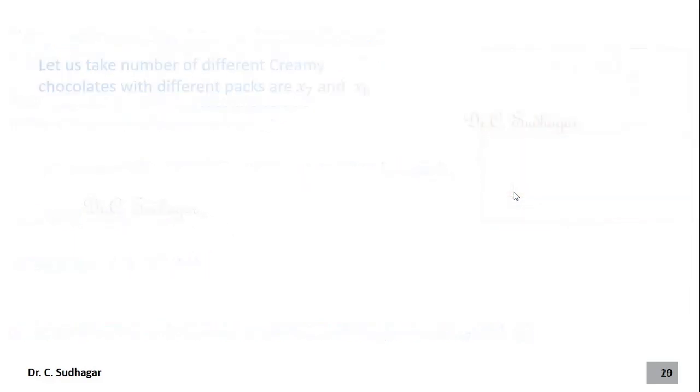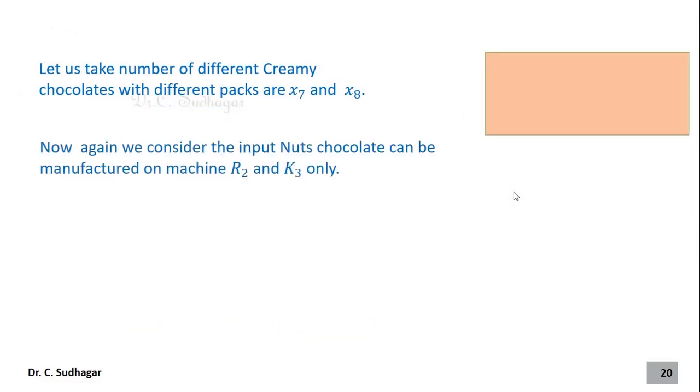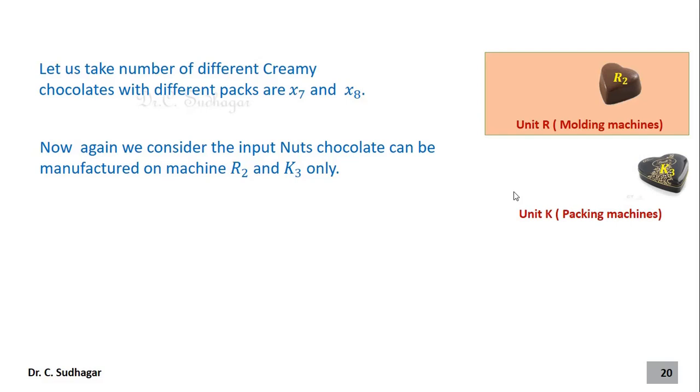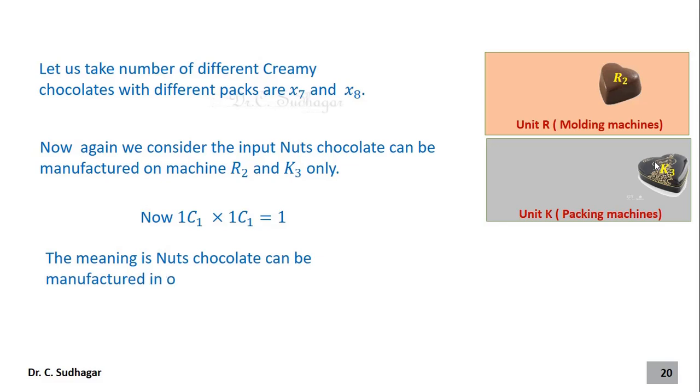Now let us go to the nuts chocolates. The nuts chocolates can be manufactured on machine R2 and K3. Only one machine we can use for R, only one machine we can use for K. So this is the only possible thing for nuts chocolates. So how many ways? There is only one method. You can make this mold and put it in this box. Therefore 1C1 into 1C1 equal to 1, only one way. The meaning is the nuts chocolate can be manufactured in only one way, that is R2K3. This is the only way.